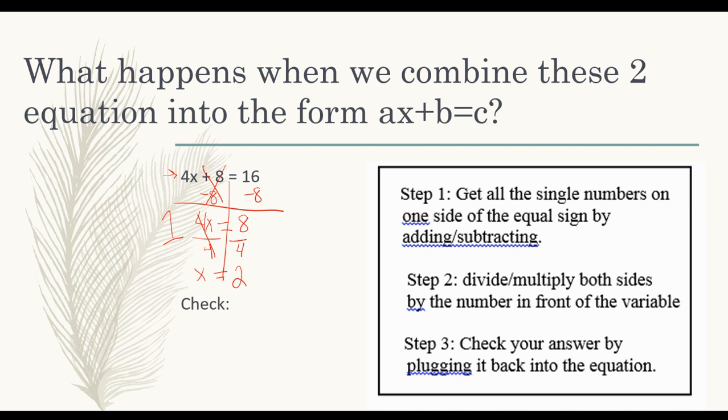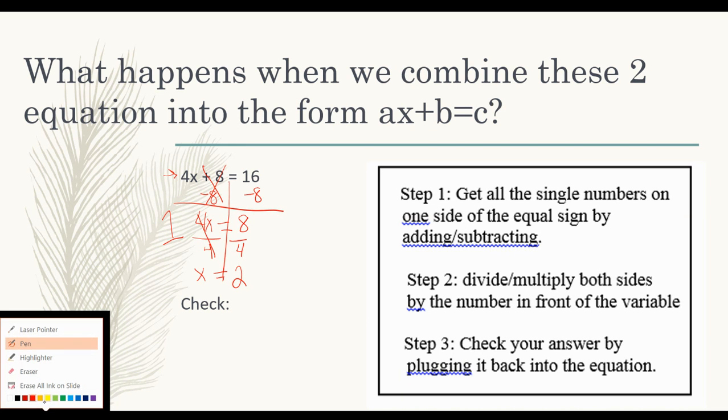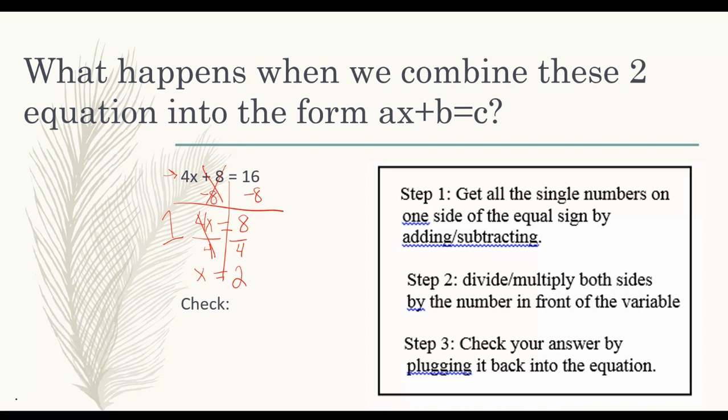Okay, to do our check, yes, again, you can do the checks if you want. I suggest that you do the check, but you don't have to. So to do your check, you would take your original equation here, and I would plug that 2 in for the x. So I did 4 times 2 plus 8 equals 16. And this is where knowing your order of operations rules can be very, very helpful. So in order of operations, multiplication and division comes first. 4 times 2 is 8.